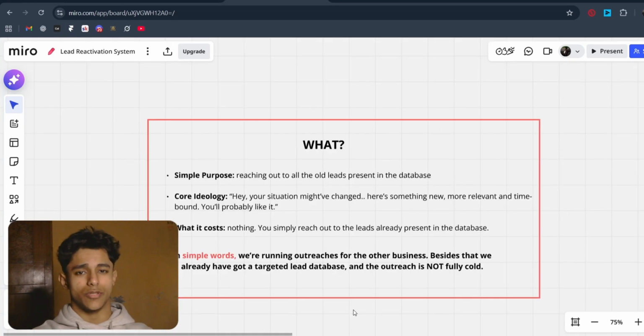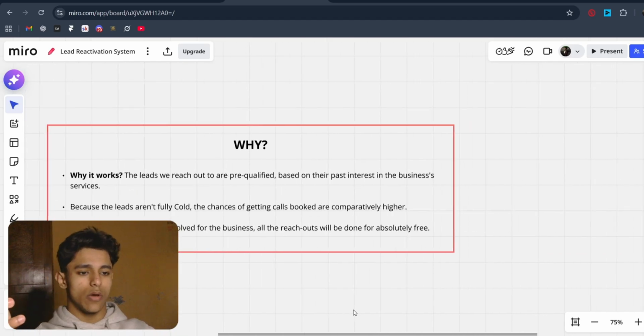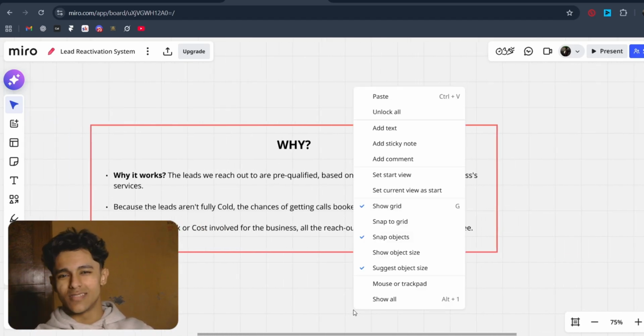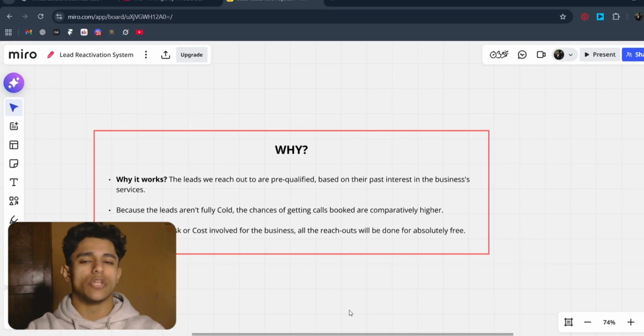So now that we've understood the basic fundamental what of the system, let's jump to why. Why is the system going to work? Or why would any potential business be willing to pay for this thing, or even be willing to set this thing up or give this a chance, right?